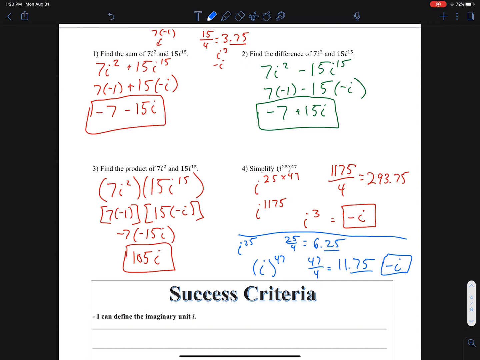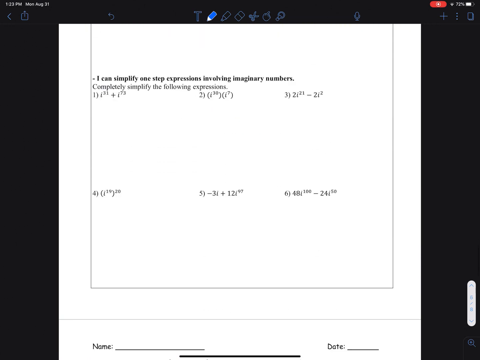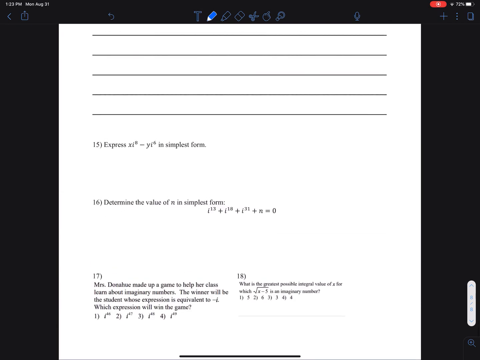So the success criteria is after this, the classwork, and there's also homework. That's it.